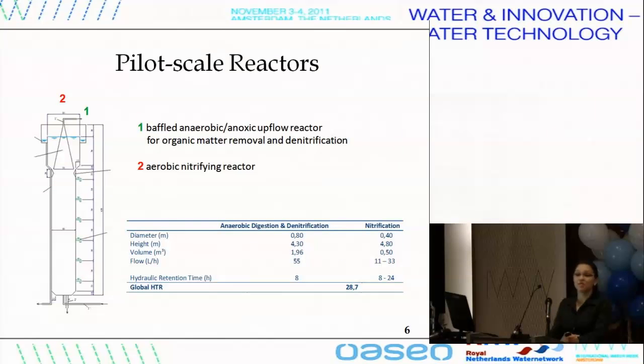This is the system of reactors, two reactors in pilot scale. The first one is a baffled anaerobic anoxic upflow reactor for organic matter removal and denitrification. And the second one is an anaerobic nitrifying reactor, and the samples were collected from the first reactor.